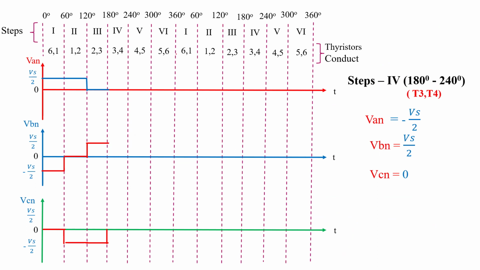Step 4 is 180 to 240 degree. So this is step 4, 180 to 240 degree. T3 and T4 are conducting. This time VAN equals minus Vs by 2. So somewhere here minus Vs by 2. Here I draw, see in the waveform. Okay. VBN is equal to Vs by 2. So this is Vs by 2. Now here we draw the waveform. VCN equals 0 this time. So here we draw the waveform VCN equals 0. In this way we get the waveform of step 4.